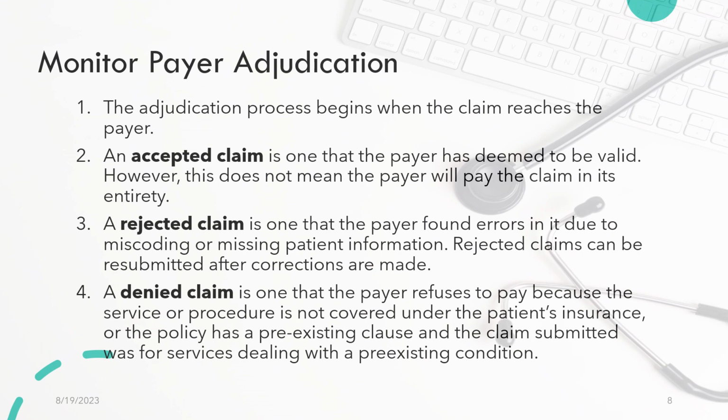Monitor payer adjudication. The adjudication process begins when the claim reaches the payer. An accepted claim is one that the payer has deemed to be valid. However, this does not mean the payer will pay the claim in its entirety. A rejected claim is one that the payer finds errors in due to miscoding or missing patient information. Rejected claims can be resubmitted after corrections are made.